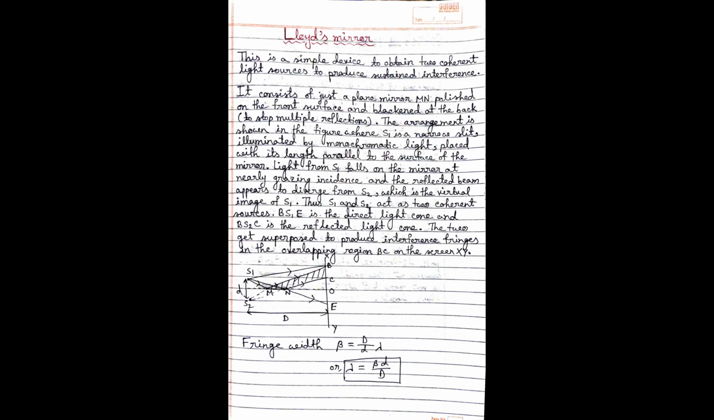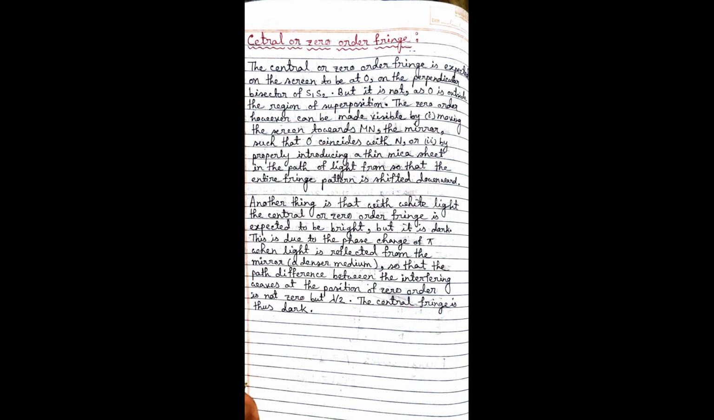Here similarly the fringe width is beta equal to capital D by small d into lambda. Here also, using this Lloyd's mirror experiment, we can find the wavelength of any unknown source.